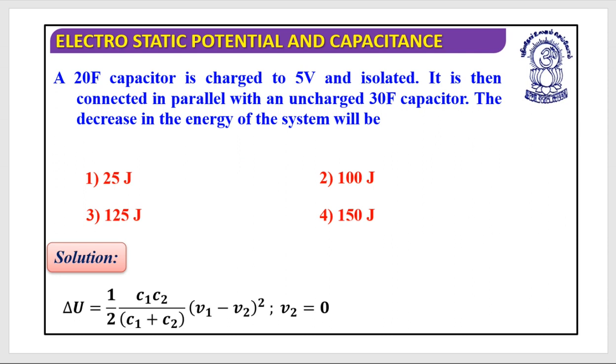What they have given. The question says that a 20 microfarad capacitor is charged to 5 volt and isolated. It is then connected in parallel with an uncharged 30 farad capacitor. The decrease in the energy of the system will be, even they have provided the hint what the situation is.